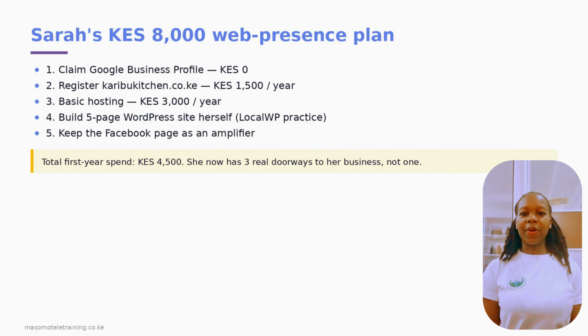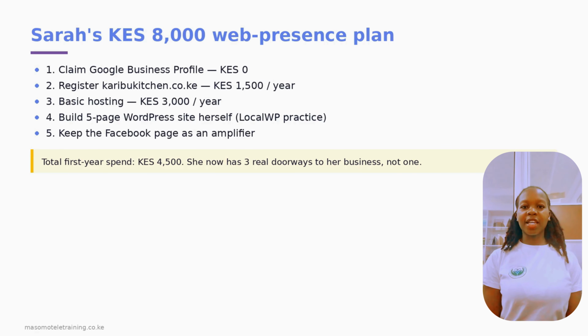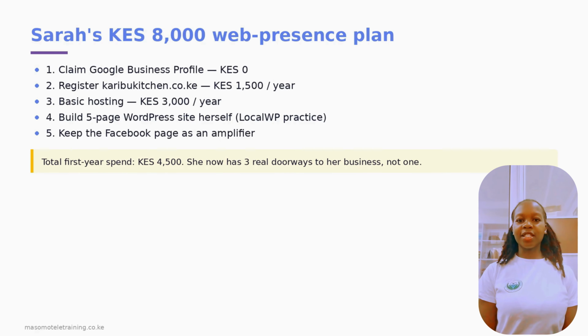5. Keep the Facebook page as an amplifier. Total spent first year, 4,500 shillings. Change to her cousin's advice. She now has 3 real doorways to her business, not one. Nyakinywa Kitchen has 3 too, and now they will compete on equal footing.